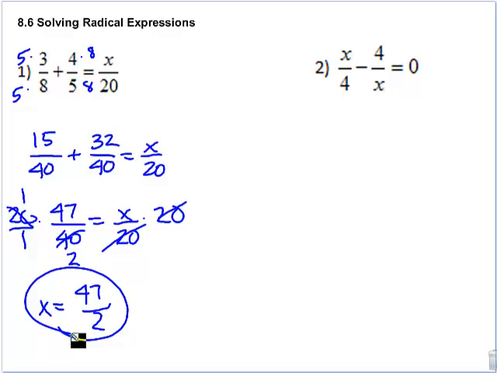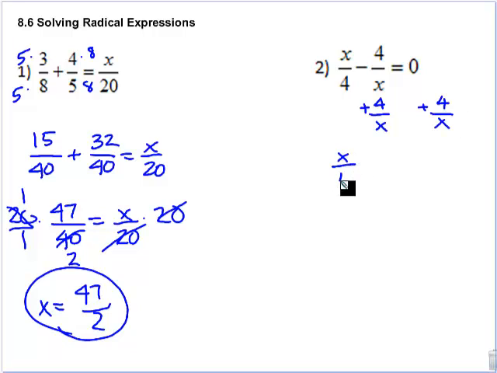All right, number 2. X over 4 minus 4 over x is equal to 0. Ideas. Make it positive. These are on the same side, right? No, these can't cancel because this is a minus sign. Can I get one fraction on one side and one fraction on the other side? Yeah, I can do that. I could add the 4 over x over. Okay. I was confused by what you were saying.